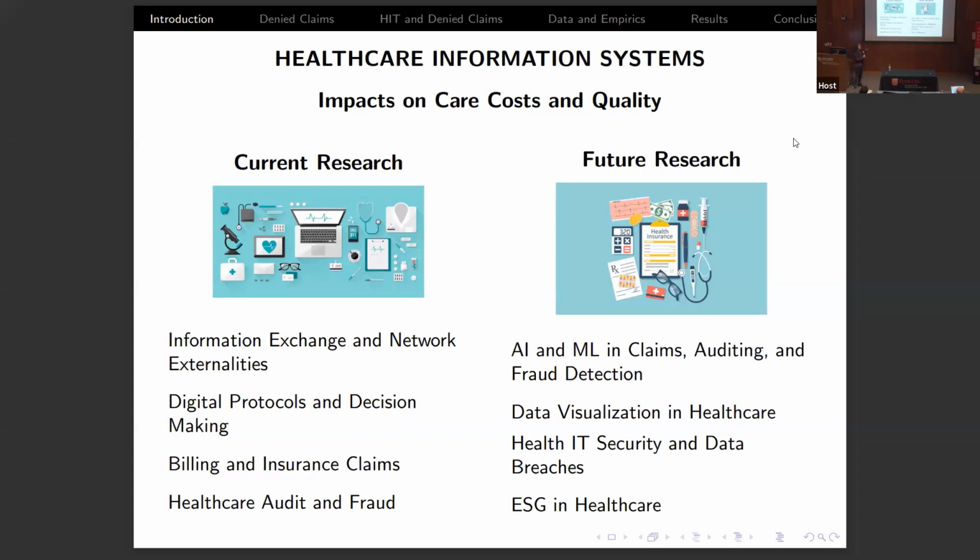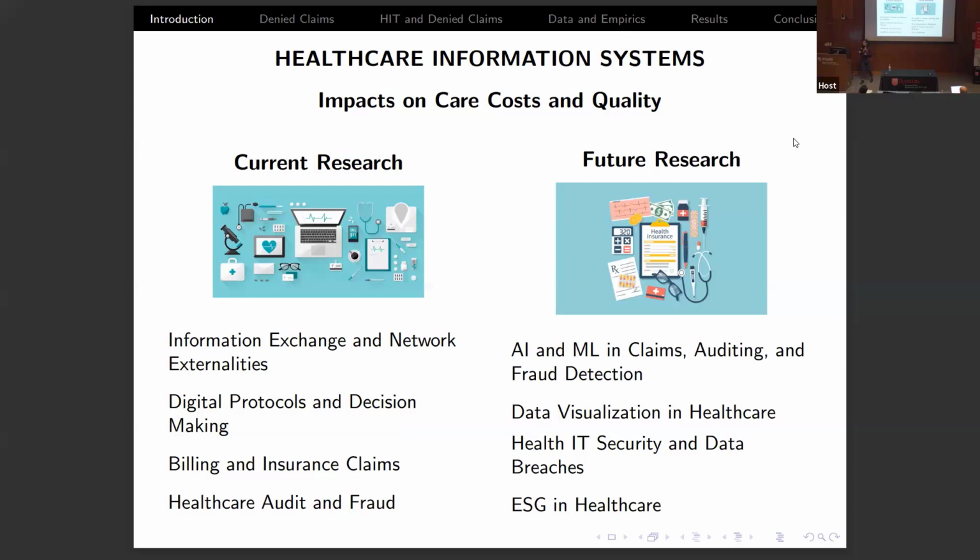But the impacts of these technologies can go beyond the adopting organization, because often healthcare providers need to exchange data with each other as patients move across different providers. So we study the implications of this patient and information sharing on healthcare costs and quality and care outcomes for patients.